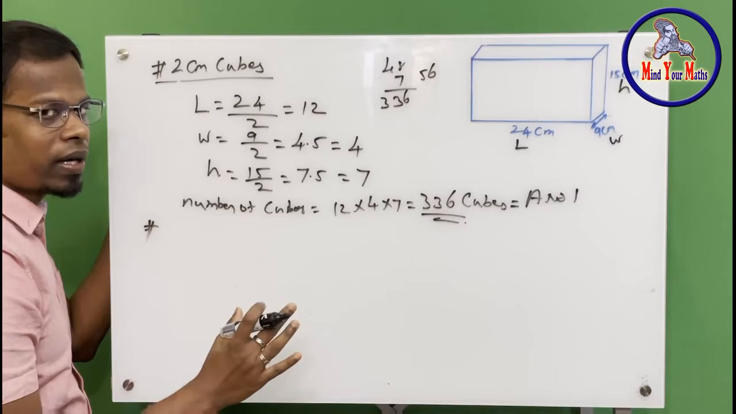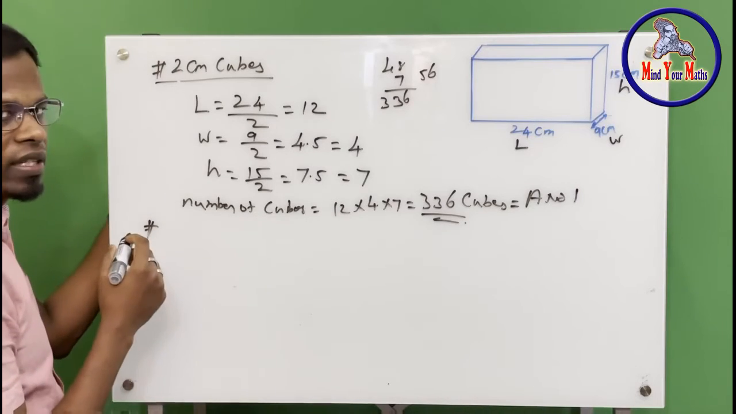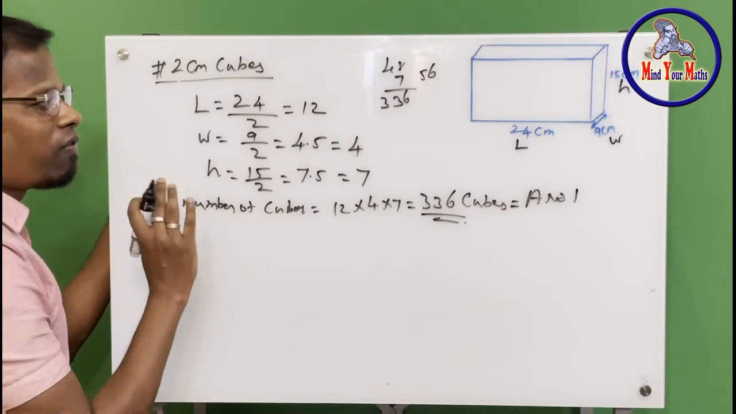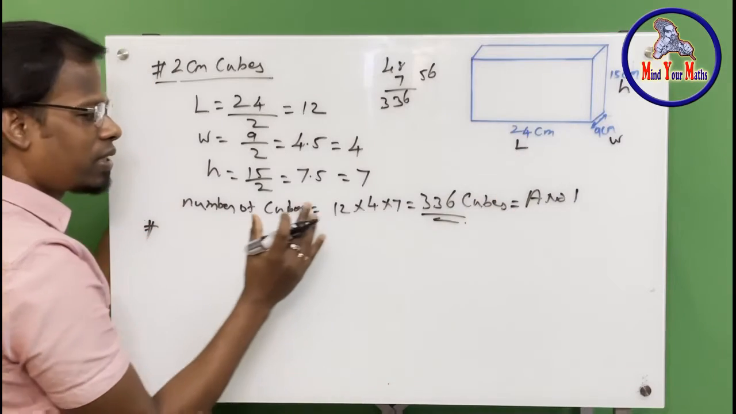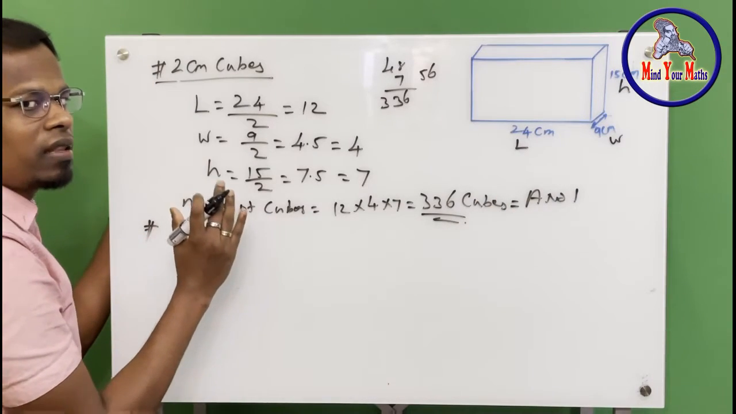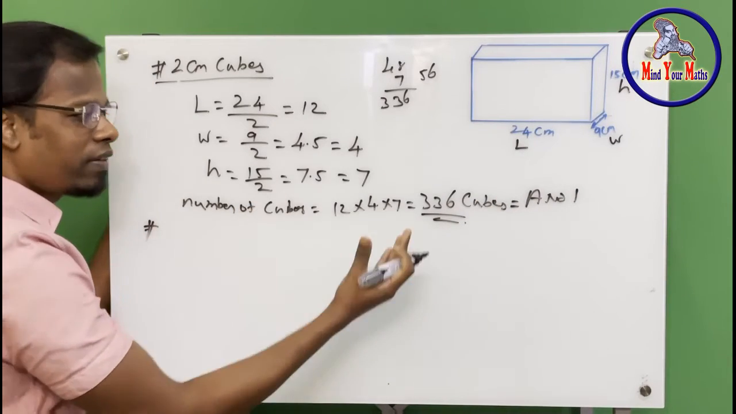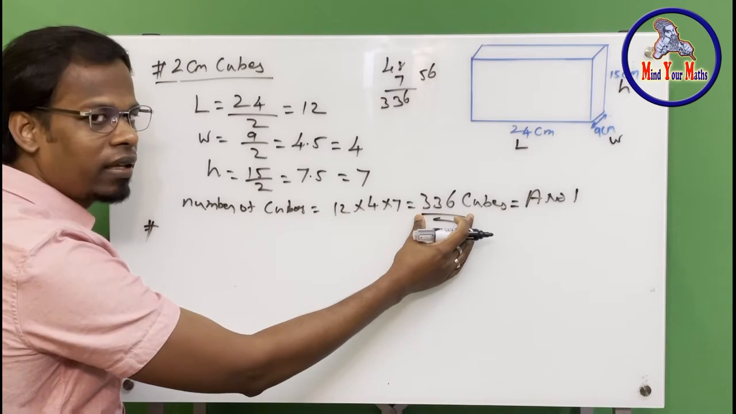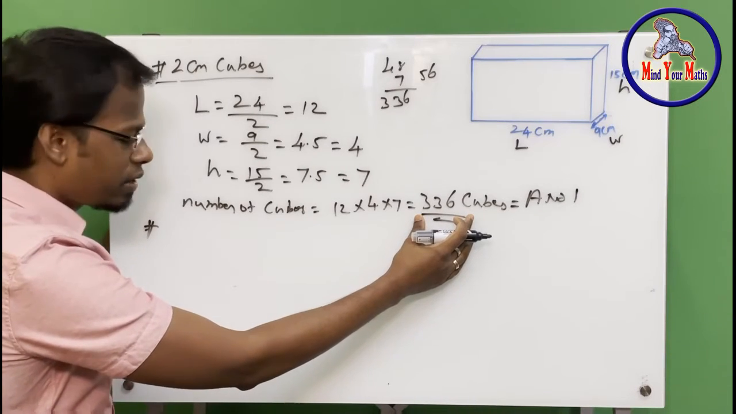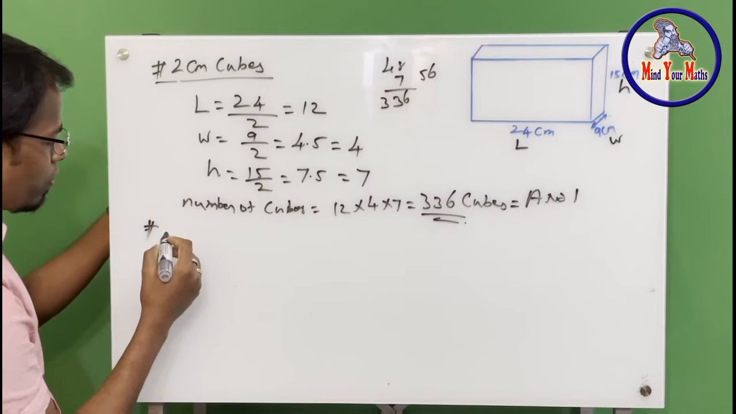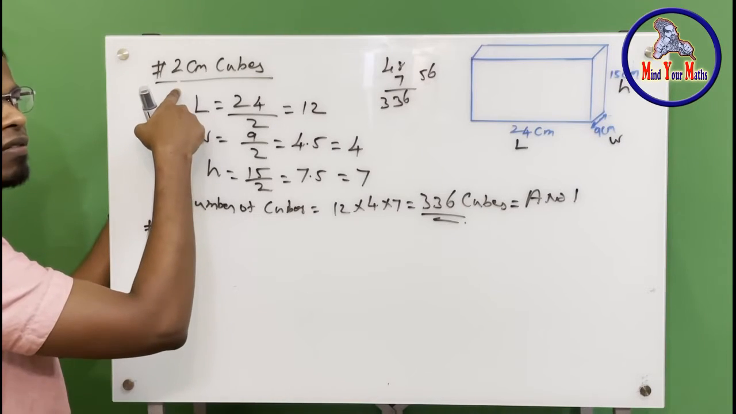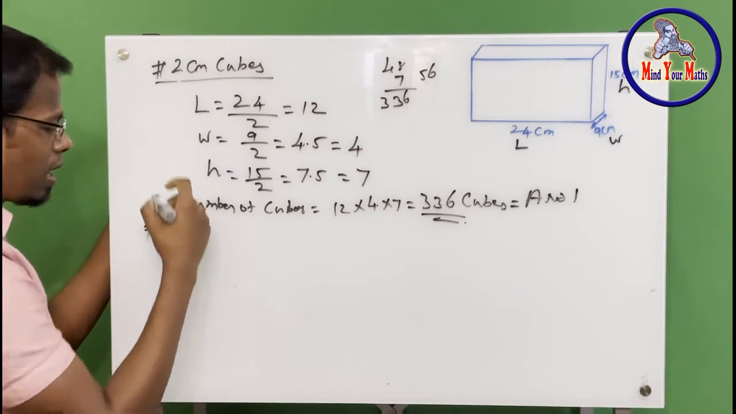Okay, so for that, we need to find the volume of the entire thing, because it is asking you to find the volume of the block that will be left after cutting these 2 centimeter cubes. So first, we will find the volume of 1 cube.